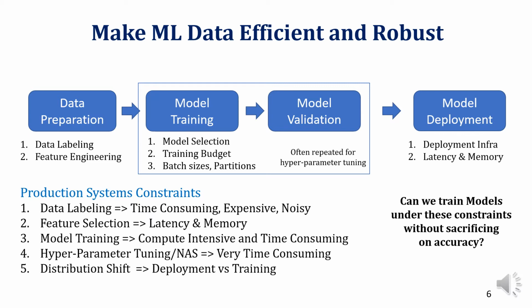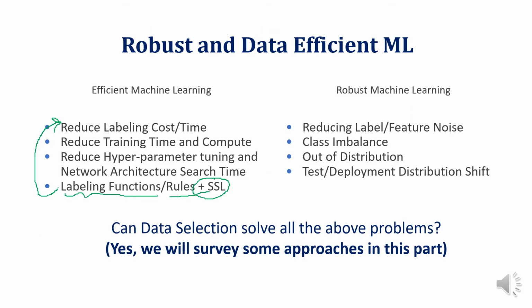The distribution shift, for example. So can we train models on these constraints without sacrificing on accuracy? This is the question we attempt to answer. So what are the components of robust and data efficient machine learning?